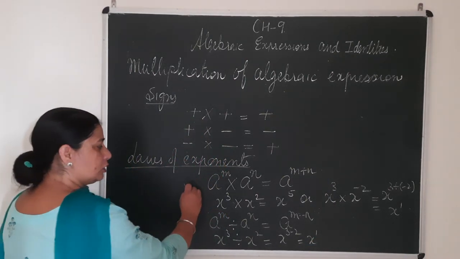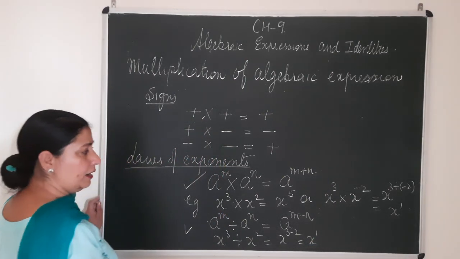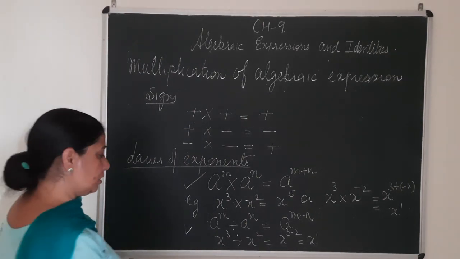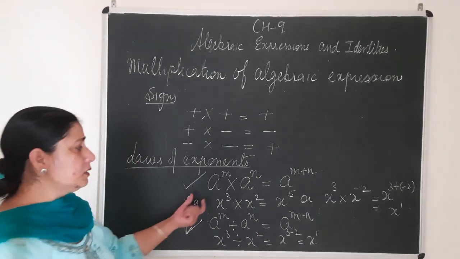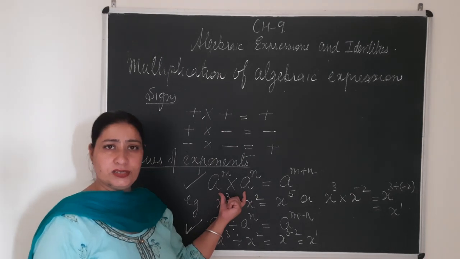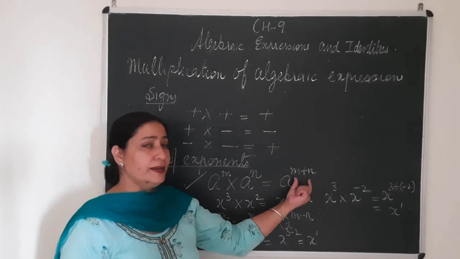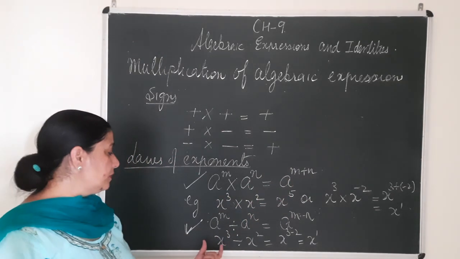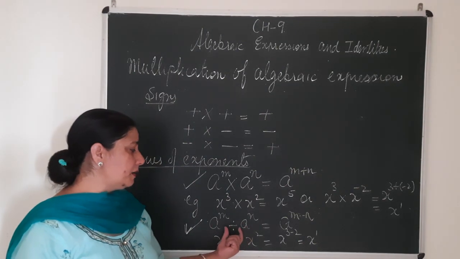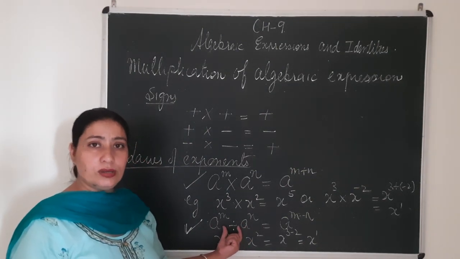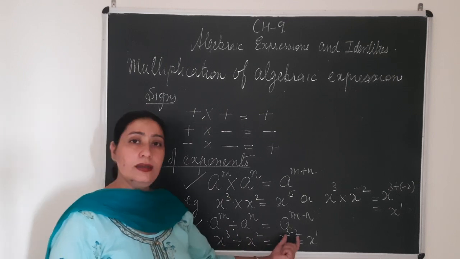So these two laws you have to keep in mind when we will be doing the multiplication. The first law is when the bases are same and there is a multiplication sign between them, the powers will get added. And the second law is when the bases are same and there is a division sign between them, then the powers will get subtracted.